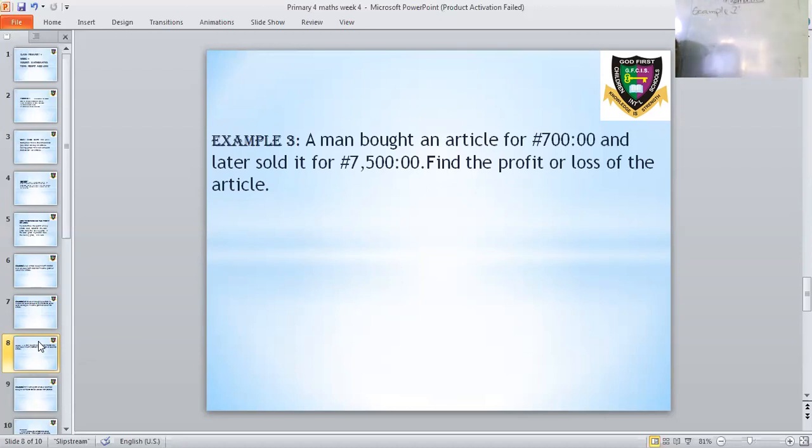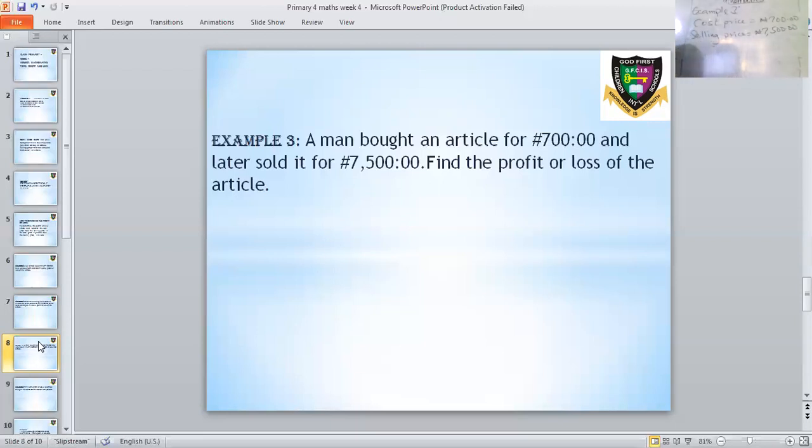Example three. A man bought an article for 700 naira. That is the cost price. Cost price is 700 naira. And later sold it for 7,500 naira. That is the selling price. Selling price is 7,500 naira. Then find the profit or loss of that article.